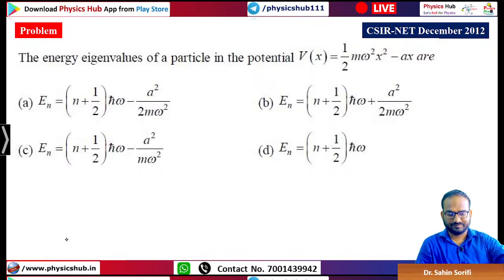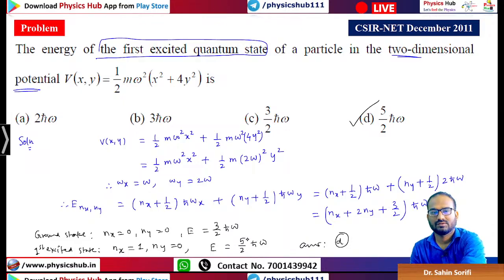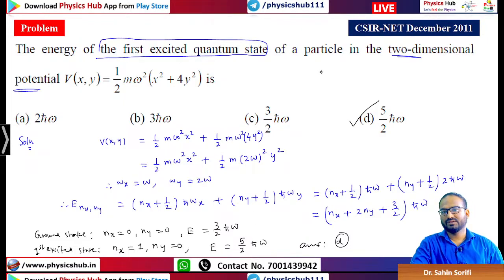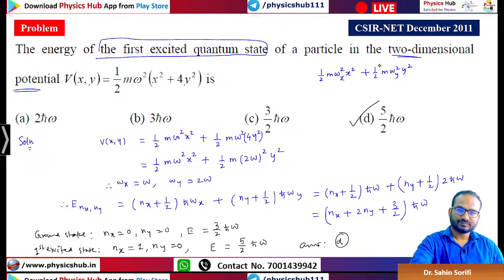Okay, let's talk about this problem. Isotropic or not? If omega values are equal, then it is isotropic. If omega values are not equal, then you have to consider it to be anisotropic. We have to put it into the general form, that is half m omega square x square plus half m omega square y square. Whatever term is there will be incorporated in omega y square, because y square is y square, there will be no changing. x square is x square, there will be no changing. Whatever modification you need to do goes in omega x and omega y. x and y are variables, no? So that is why 4 y square is there, but we took this 4 inside this.